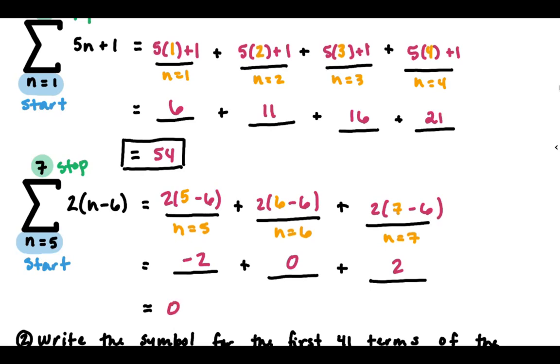So the sum of this series turned out to be 0, which is totally fine. Series can be 0. All right, we just did 2 series. Good job, us.